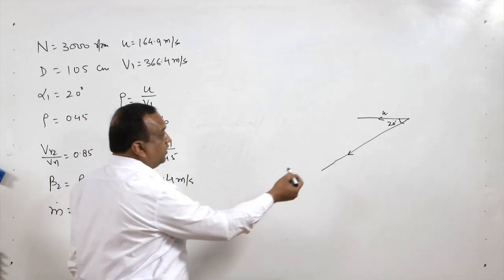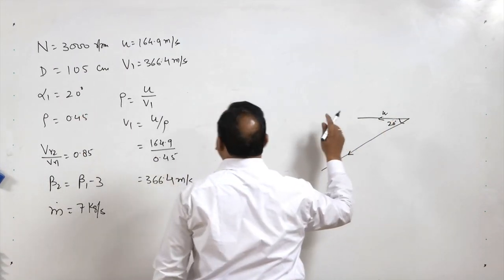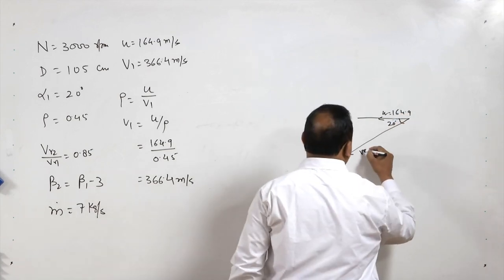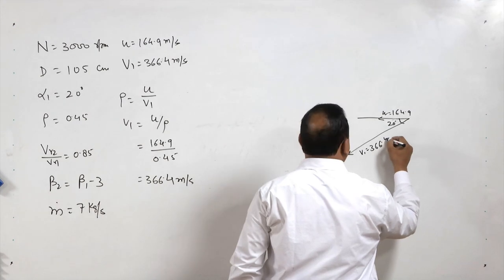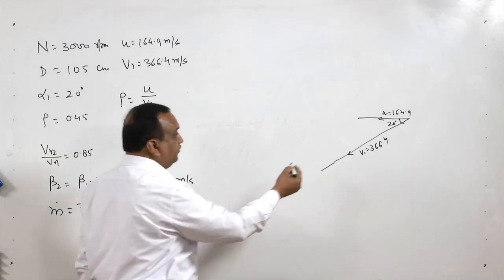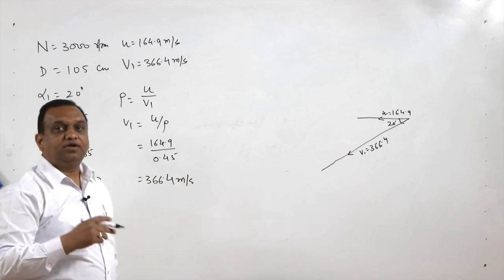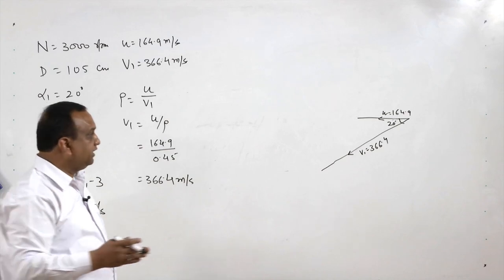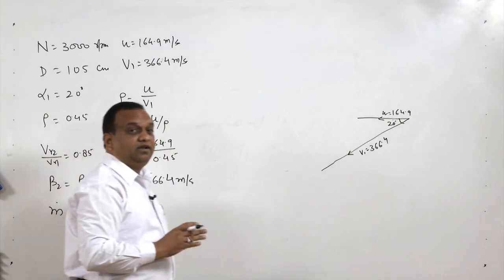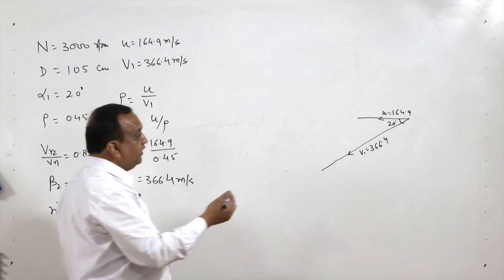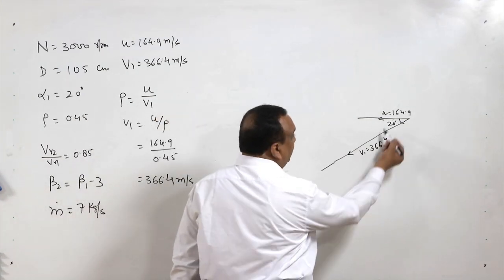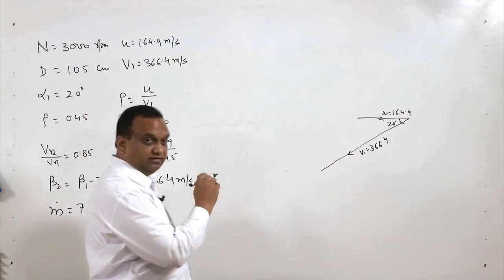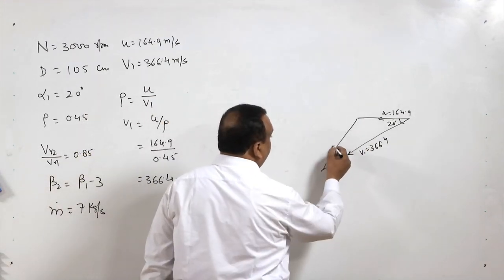So, now geometrically we can draw this triangle because we have the value of u. U is 164.9 and this V1 is equal to 366.4 meters per second. So, definitely we can draw this triangle geometrically. But normally we prefer analytical solutions because analytical solutions are more correct. In geometrical solutions, the values are not that correct because we have to scale down, we have to take a uniform scale for V1 and u and then draw a triangle. So, there is a possibility of error in the results. So, now this is VR1.